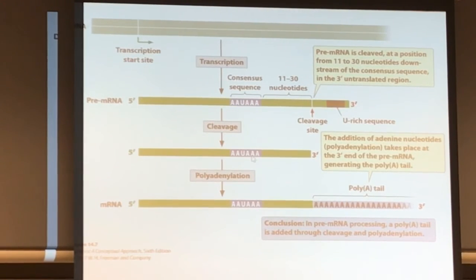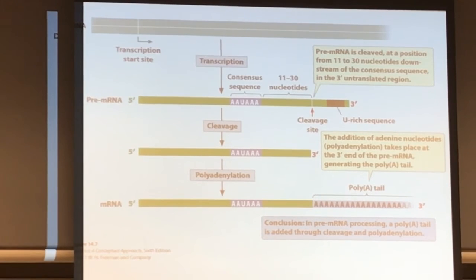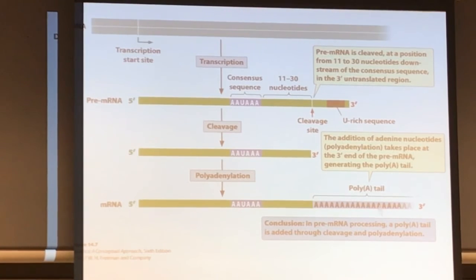There are some repeats of adenine also within the messenger RNA, and these repeats of A within the messenger RNA actually help in splicing of the RNA. I'll come to that in a minute. But don't confuse between these few adenine nucleotides here and this poly A tail here. Okay? The poly A tail is at the very tip of it.